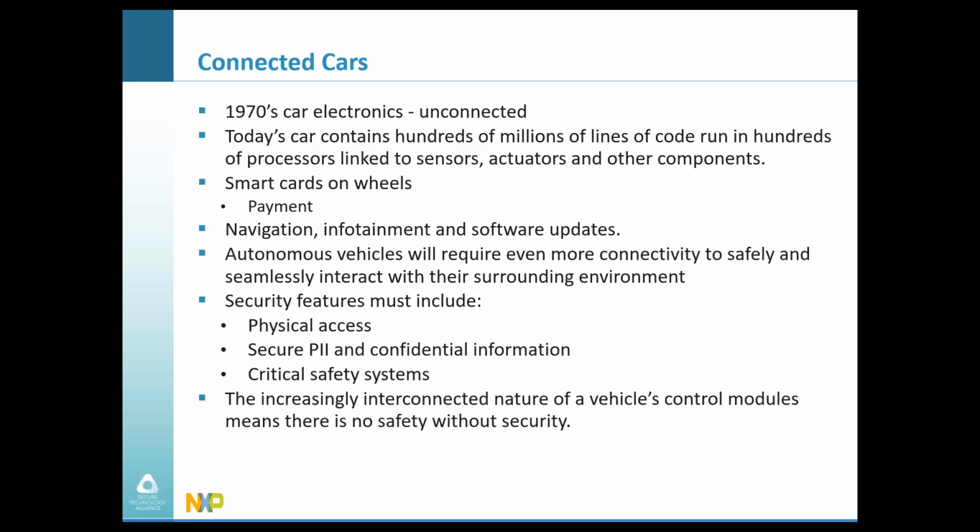Three features that new vehicles will have to include going forward are physical access security, securing any personally identifiable information and confidential information that you may use to register yourself in the vehicle, authenticate, or take advantage of different infotainment services, etc. We'll want to secure that personal data, as well as your critical safety systems, whether it's the braking systems, airbags, different radars, and communication systems that the vehicle will use to talk to other vehicles or to the infrastructure. Next slide, please.